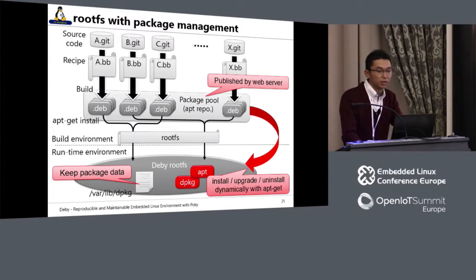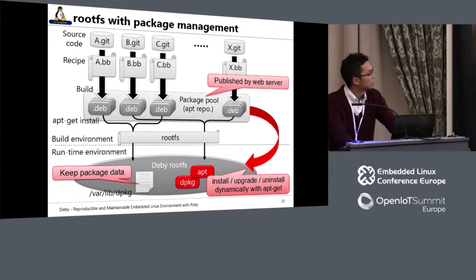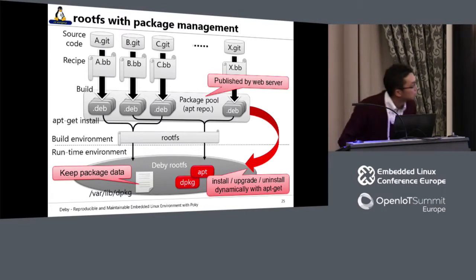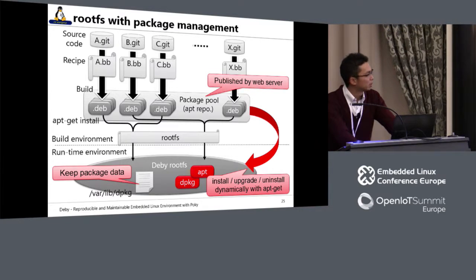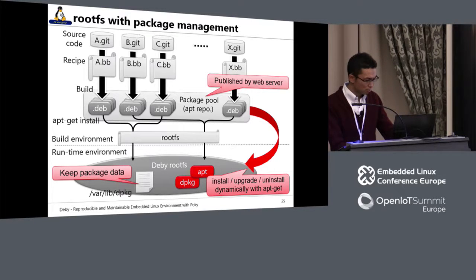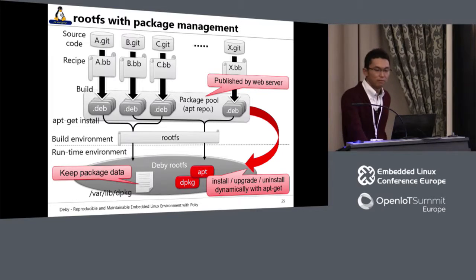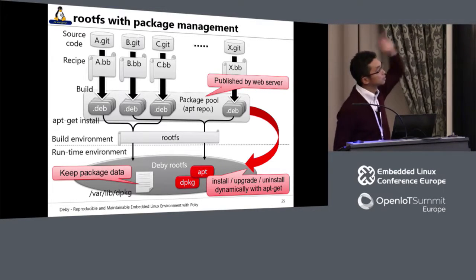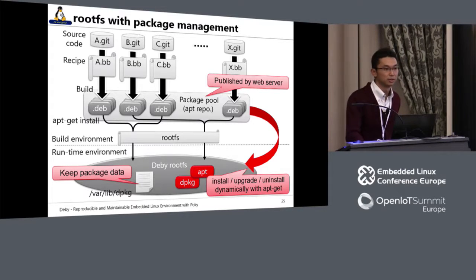If we enable the package management feature, the root file system keeps the data for controlling the binary packages, and we can dynamically install and upgrade the binary packages from the package pool on the build environment. In this case, the apt repositories, the package pool, need to be published by a web server. With this flow, even if we update some recipes or source code in meta-debian, we can install or upgrade the binary packages without installing the root file system again.